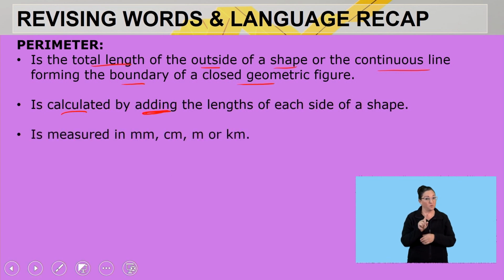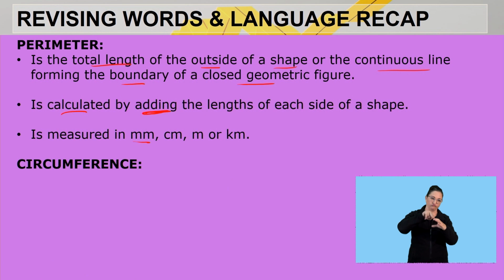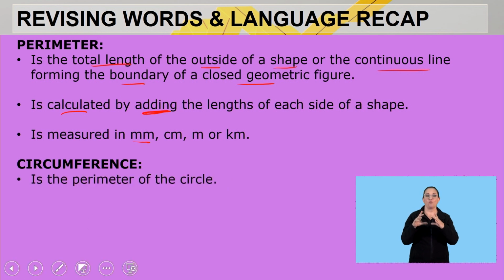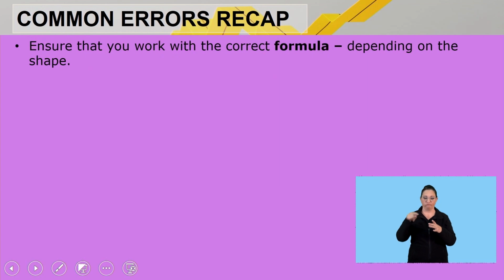Also important, the unit that we use. Since perimeter is one-dimensional, it stays centimeters, millimeters, or kilometers for that matter. Okay, we've also looked at circumference, and we've indicated that circumference is the perimeter of a circle. All right, so that was the main focus of our lesson today.